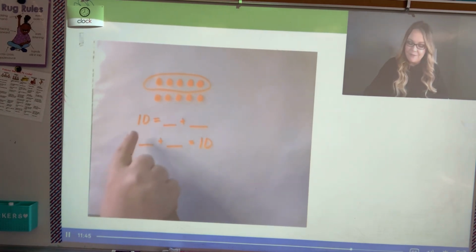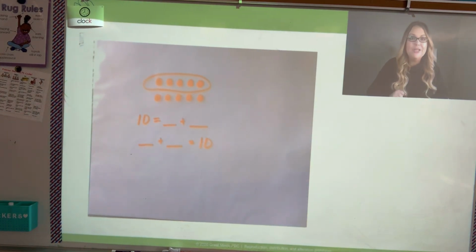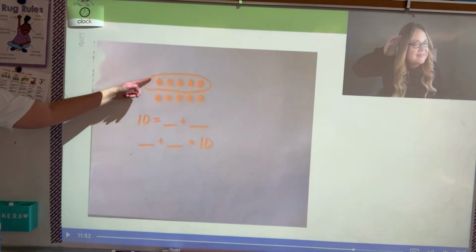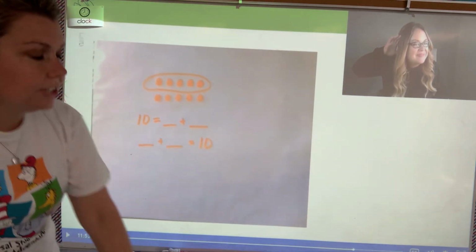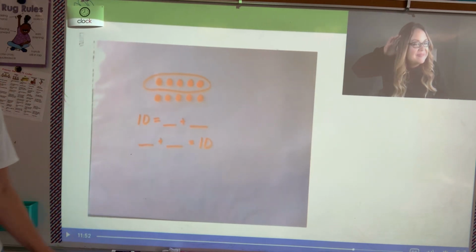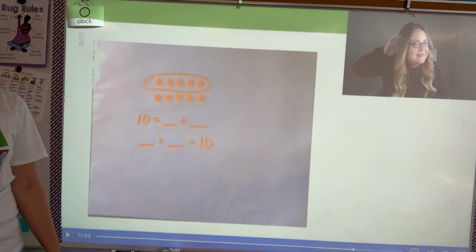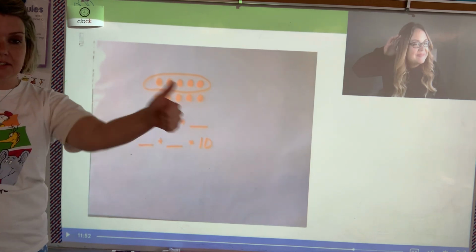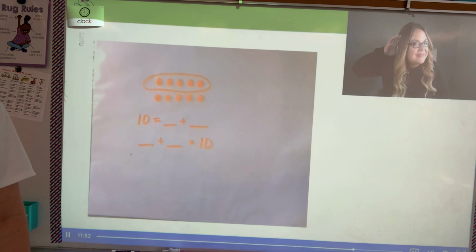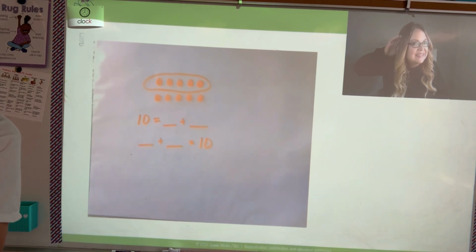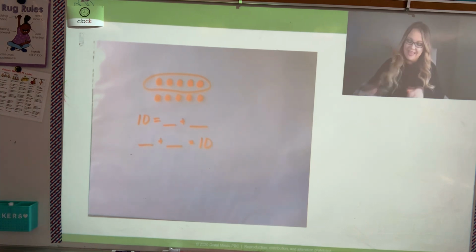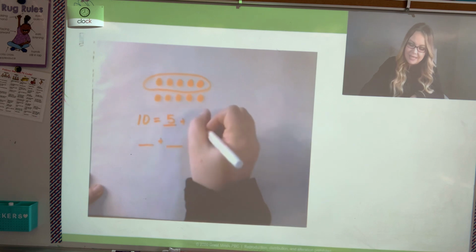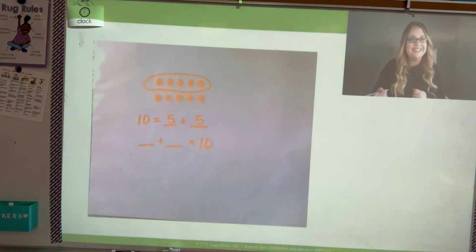First, let's fill in this first number sentence. So what should I write in each of the blanks? Oh, what should she write in each blank? Raise your hand if you know the answer. DJ, what should she write in each blank? 5. Yep, 5 and 5. Awesome job, DJ. Let's see what Miss Hawkins says. Great. 5 and 5. Because those are our parts.